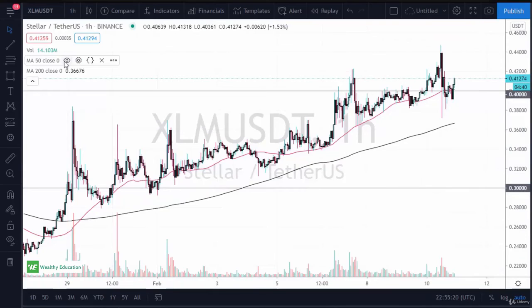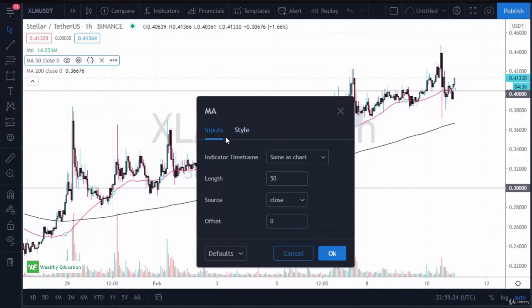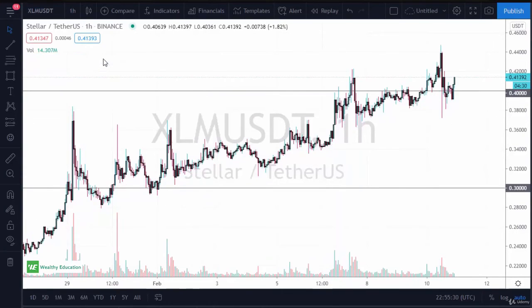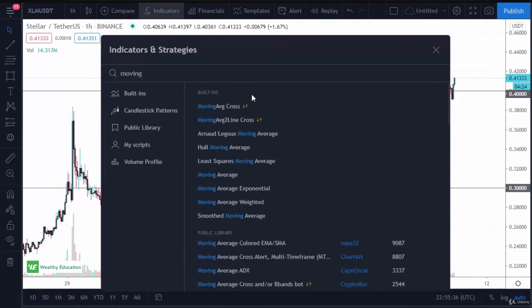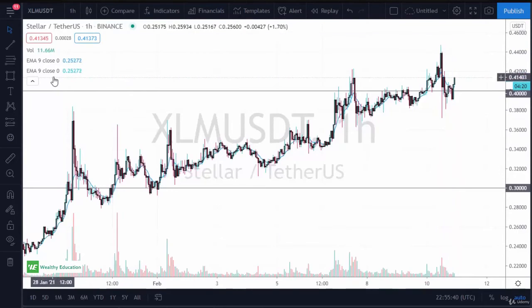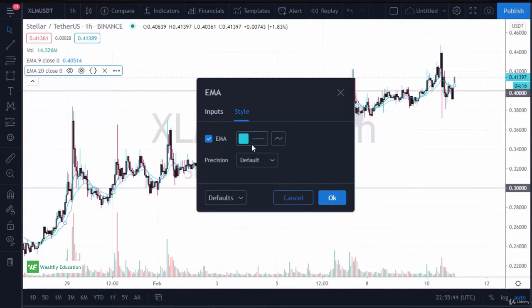You could also change this. This is exponential. That's a simple. So let's do the moving average exponential. There we go. So let's make this 20. Let's make this black.